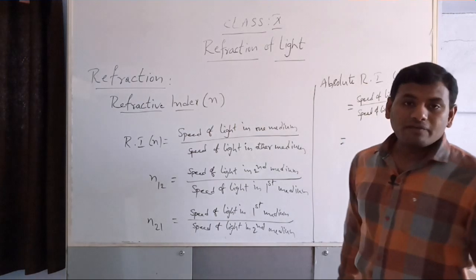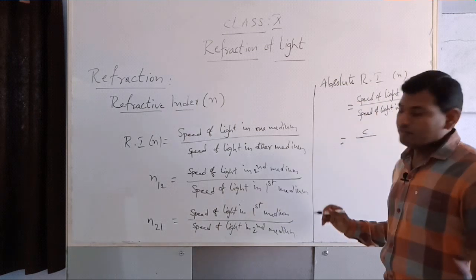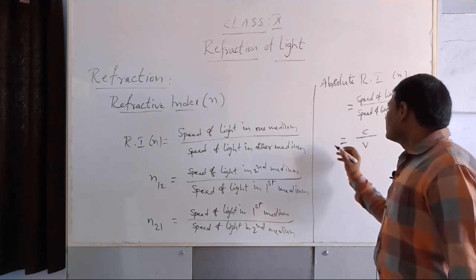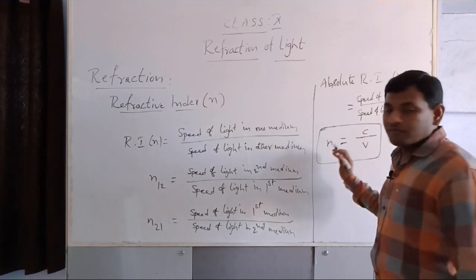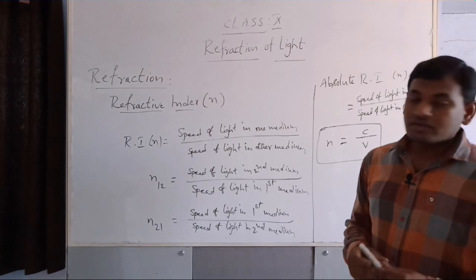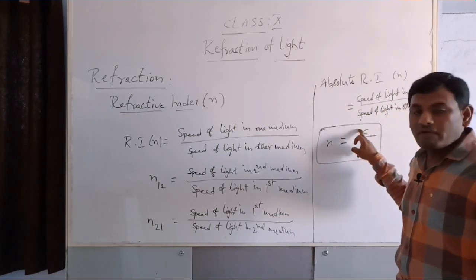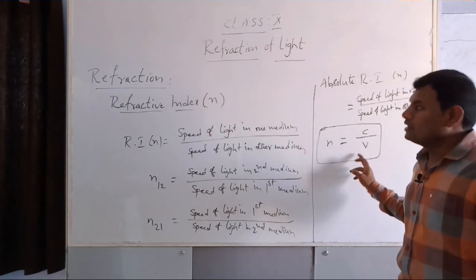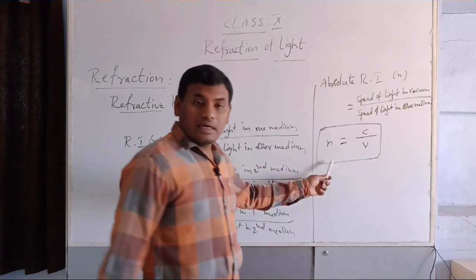Now if we take speed of light in vacuum as C, and speed of light in other medium as V, velocity, then N is equal to C by V. So this is the formula for finding absolute refractive index, N is equal to speed of light in vacuum by speed of light in other medium. So this is how we calculate refractive index.